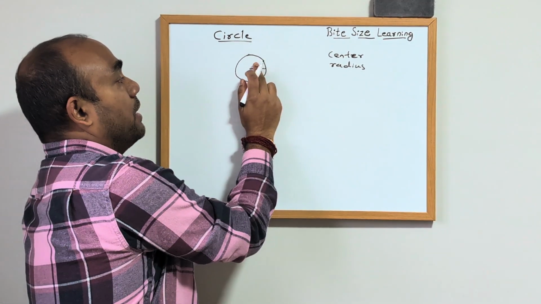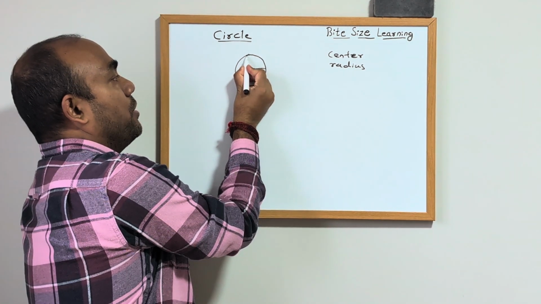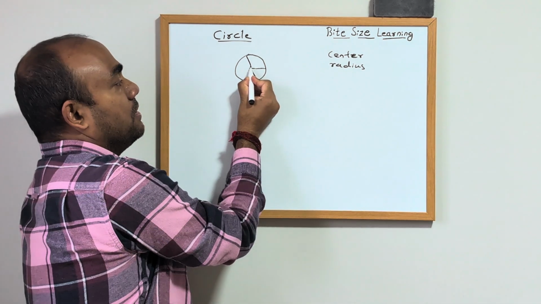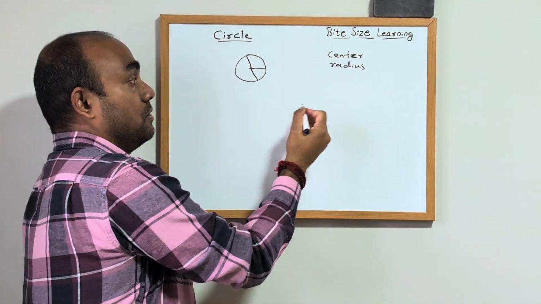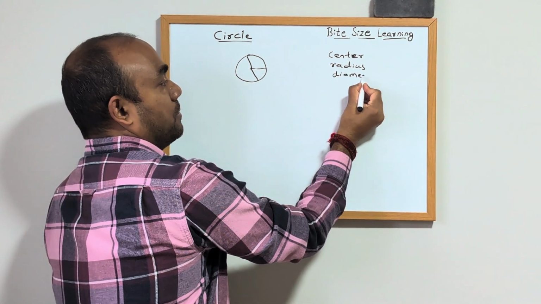Now, if you have a line that starts from one point of a circle, passes through the center, and then connects another point on the circle, that line is called a diameter of a circle.